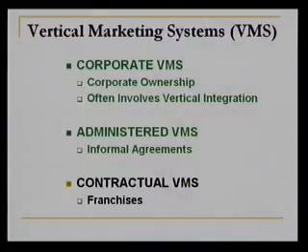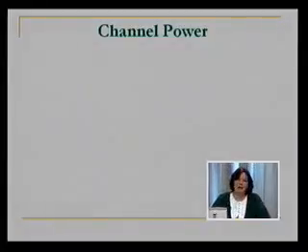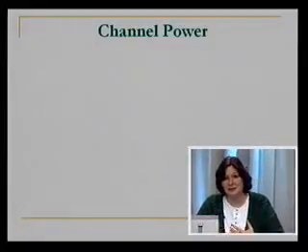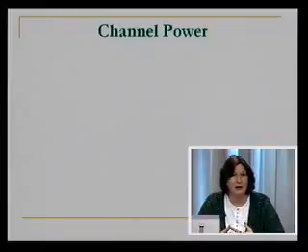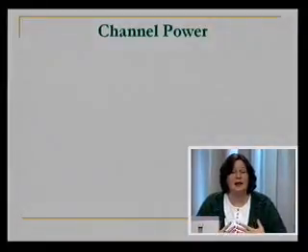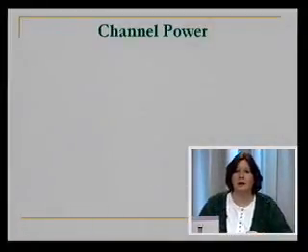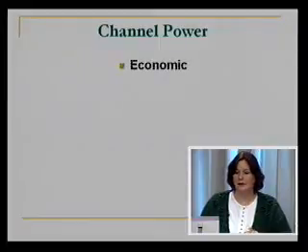Now, when you have various organizations working together and they have different objectives, different goals, there's bound to be conflict. One way that conflict arises and sometimes is addressed is when you see one channel member has more power than another. And power can come from a number of different sources and can come from more than one. Let's give some examples here.